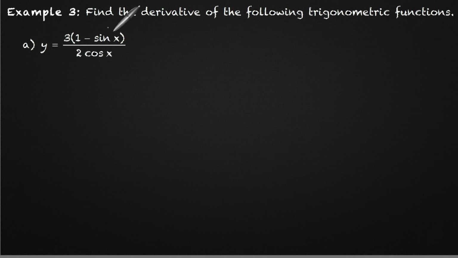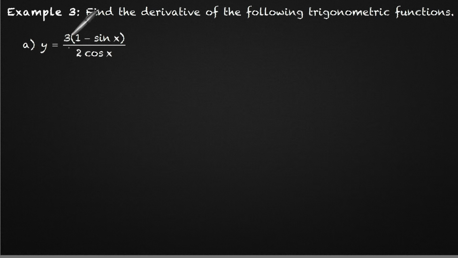Okay, next we have a very complex derivative that we need to be able to take, and that is y equals 3 parentheses 1 minus sine x over 2 cosine of x. Now, there are two routes that you could take in order to do this problem. You could use the quotient rule. If you do that, it's going to be a long and tedious process, and you're going to have to be very careful with all of your math. That is an option, and you could do it that way. However, there is a quicker way to do this, and I'm going to illustrate that for you now.